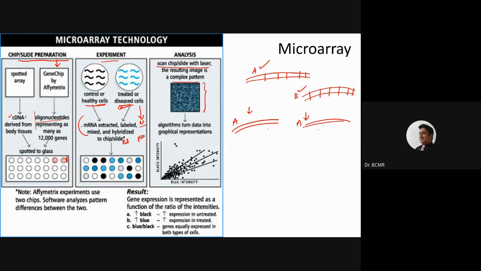So it will form a complex pattern based on red, green, or yellow. And then the computer will tell you which genes are specific to this condition, and which are specific to the diseased condition. That is how you can figure out which genes are present or not when you're comparing the genomes of two organisms. The same technique also can be used for transcriptomics. If you're taking cDNA or mRNA from two different cells, that would be transcriptomics. Okay.